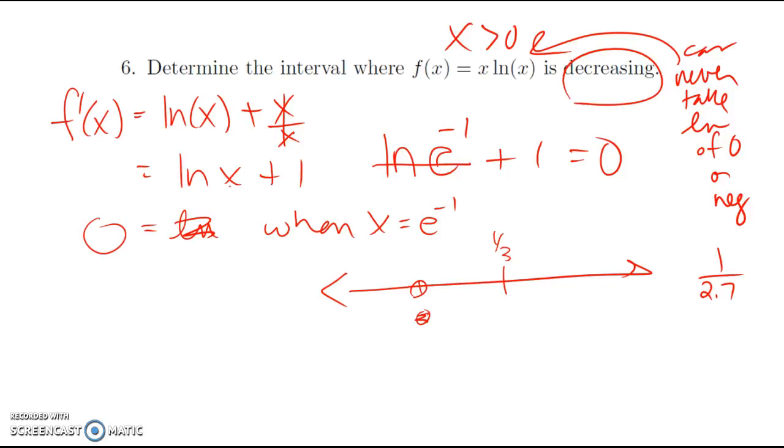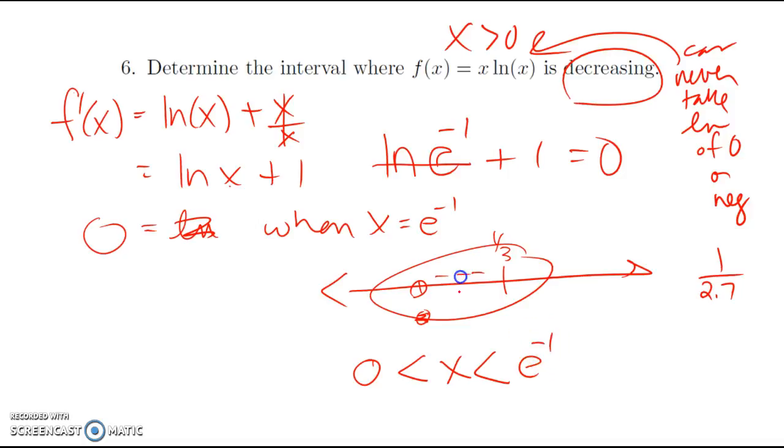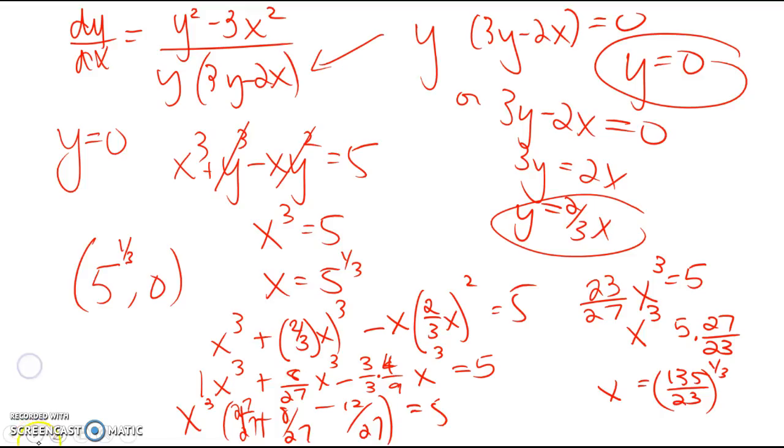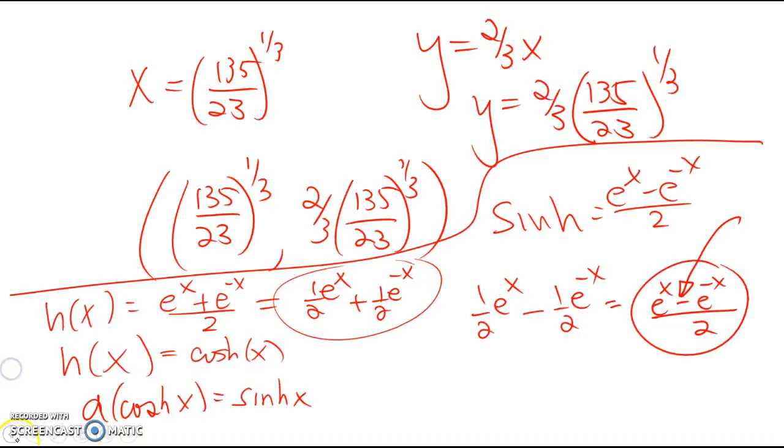So slightly above 0, the derivative is less than 0 when x is less than e to the minus 1. So it's less than 0 there, and f is decreasing. The interval where it is decreasing is from 0, because we can't use it, to e to the negative 1, or (0, e to the negative 1). That wasn't the best explanation, but I think that's the end of this test.